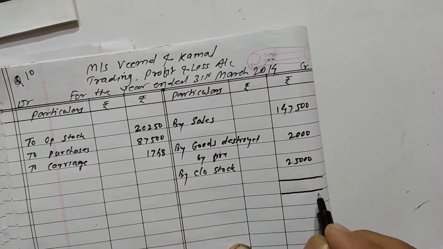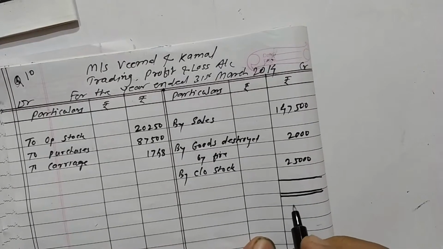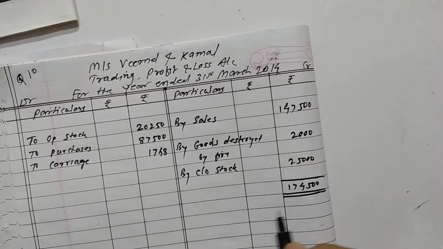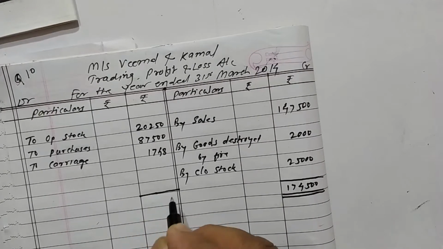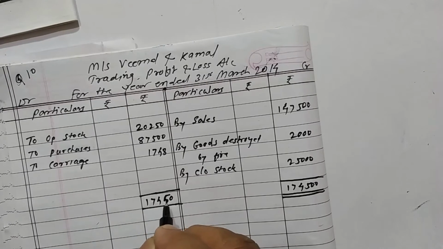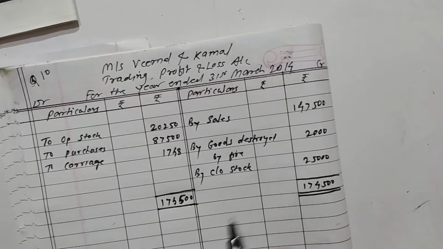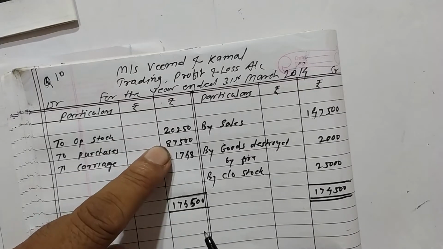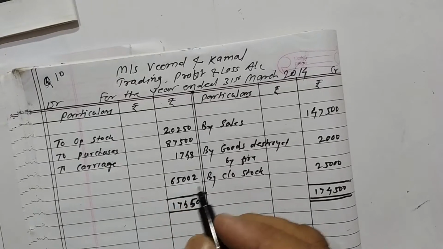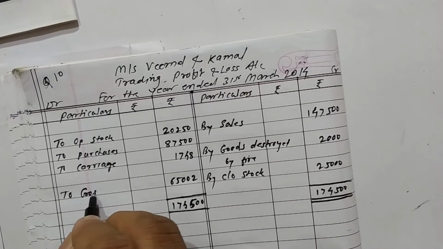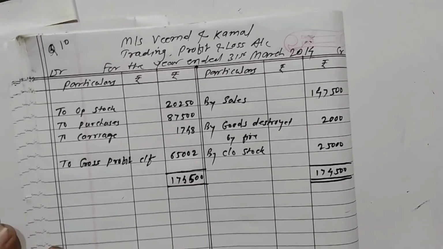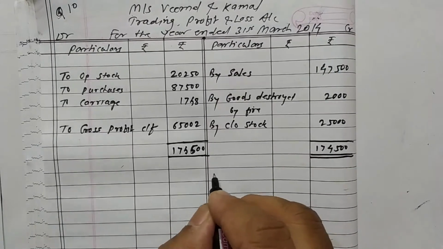Now we go to close the trading account. Total of the credit side is rupees 1,74,500. Write on the debit side 1,74,500 as the total. Now from this total we have to subtract all of these items and the answer comes to rupees 65,002. It's the gross profit. To gross profit is carried forward. It is transferred to the P&L account credit side.